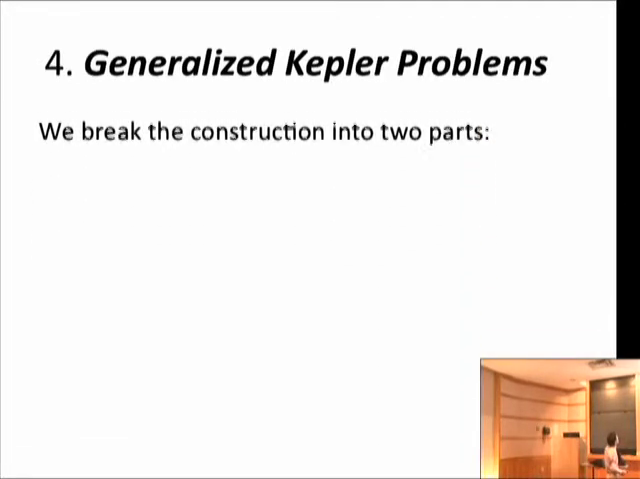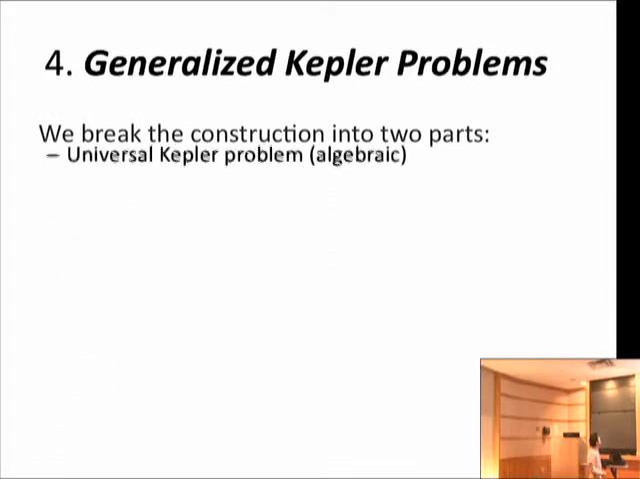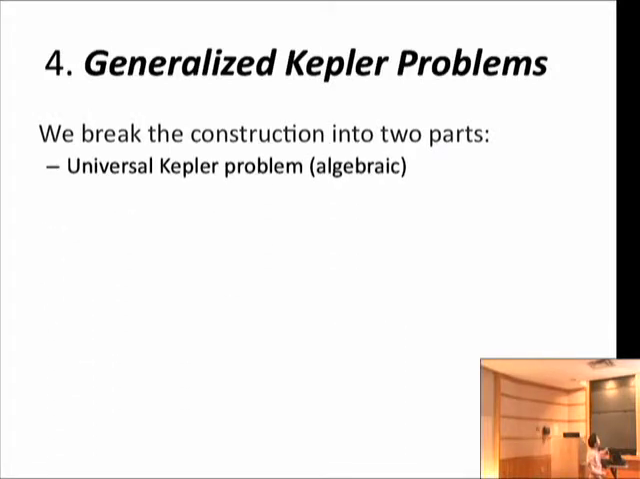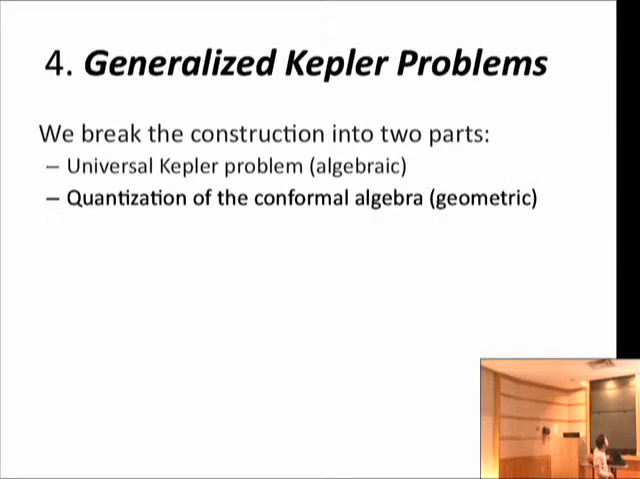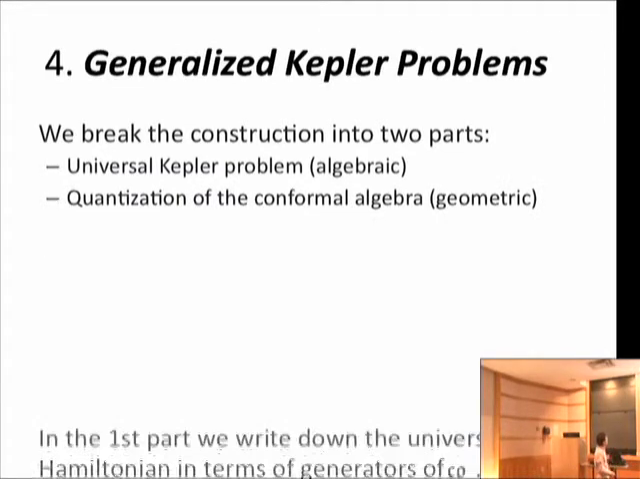Now I want to talk about the generalized Kepler problem. I will break this construction into two parts. The first part is algebraic: there is something called a universal Kepler problem, just like in vector bundle or calculus classes there are universal bundles and universal classes. The second part is the quantization of the conformal algebra. I will tell you what I mean in the next slides.